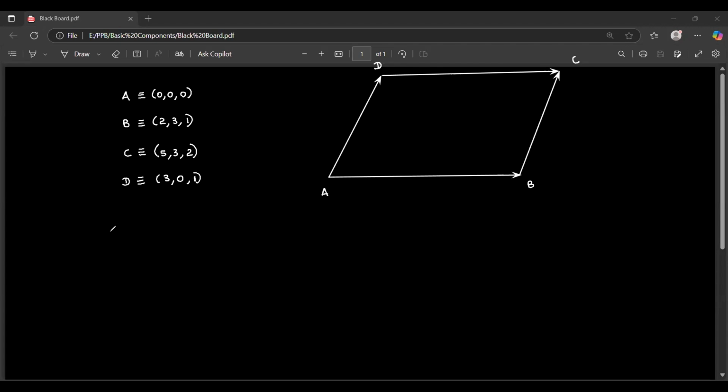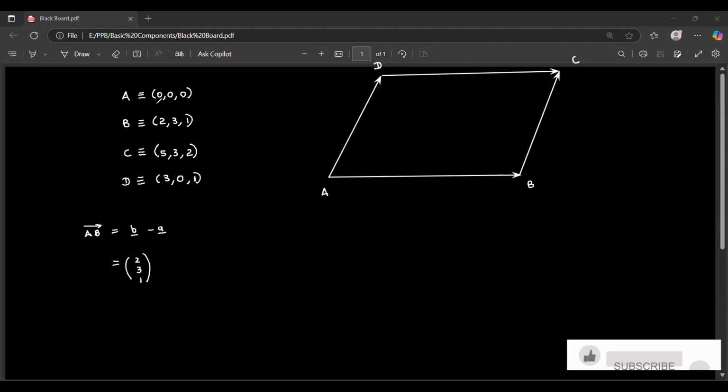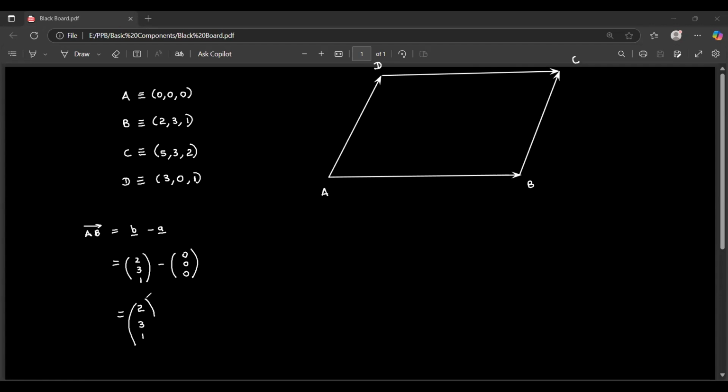First of all, let's find out AB. AB can be given as B minus A. B is given as (2, 3, 1) and A is given as (0, 0, 0). So this will be equal to (2, 3, 1). So this is what AB equals. Now we have to find AD.